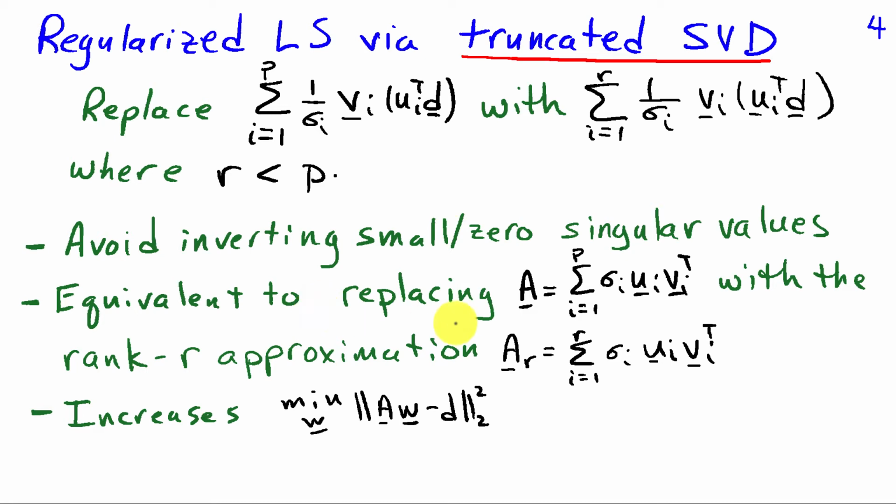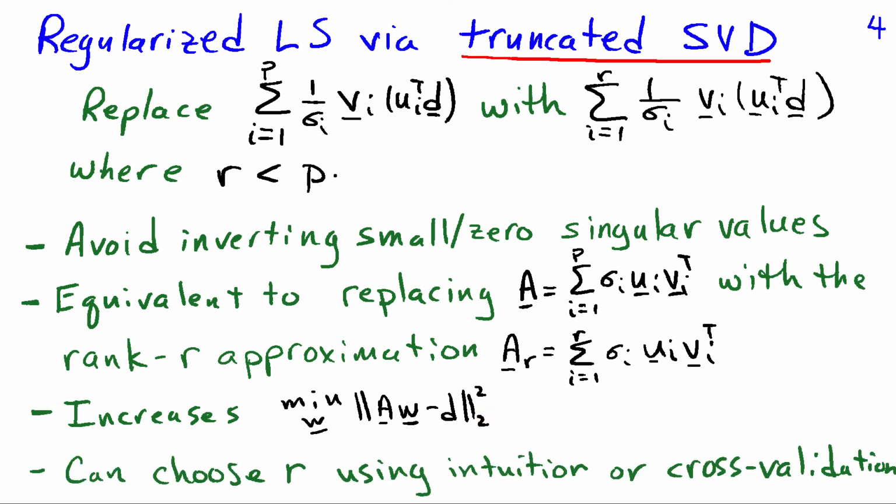And it's equivalent to taking our matrix A, which we wrote in terms of an SVD as the sum sigma i u_i v_i transpose, where i runs from 1 to p, and replacing this matrix A with a rank R approximation, sum i equals 1 to R, sigma i u_i v_i transpose. Of course, when we do this, we're going to increase the norm of the squared error at the solution because our W doesn't satisfy this system of equations quite as well as it did.